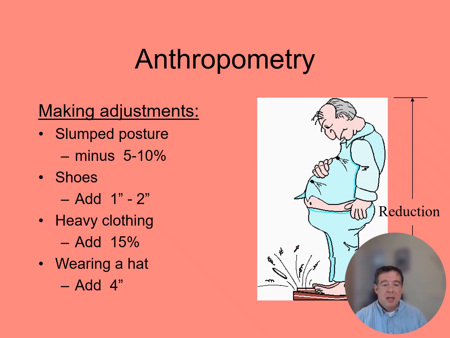People can have bad posture, and that can reduce our height between 5 and 10%. Shoes usually add about 1 inch. And then wearing clothes, wearing a hat adds about 4 inches. So different things to consider when you're taking these measurements.